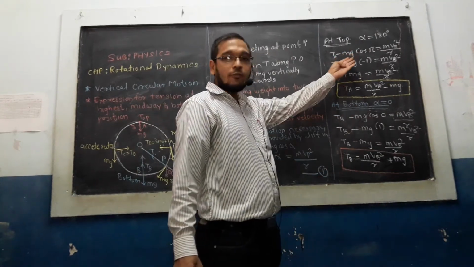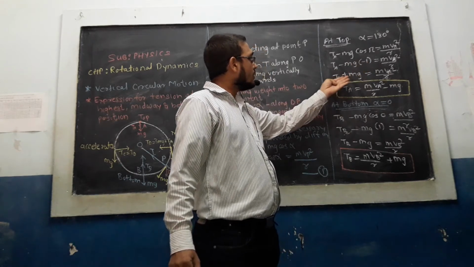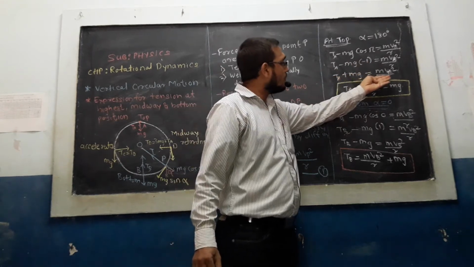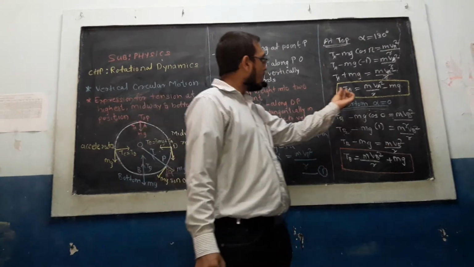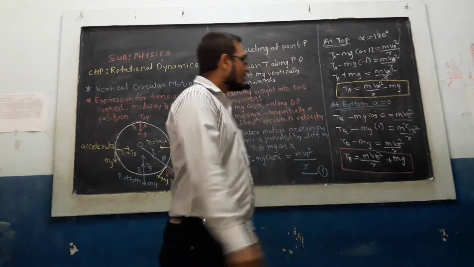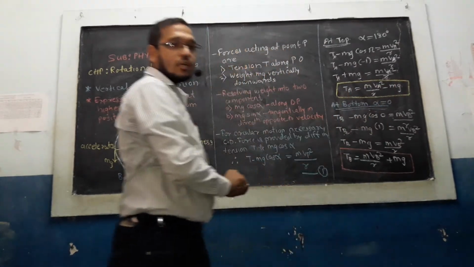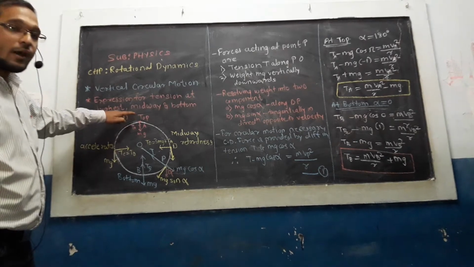What is the value of cos pi? It is nothing but minus 1, so putting it here, we get TA plus mg equals mVA square by r. Now take this mg to the other side, and we get TA equals mVA square upon r minus mg. So this expression gives the tension in the string at the highest point.